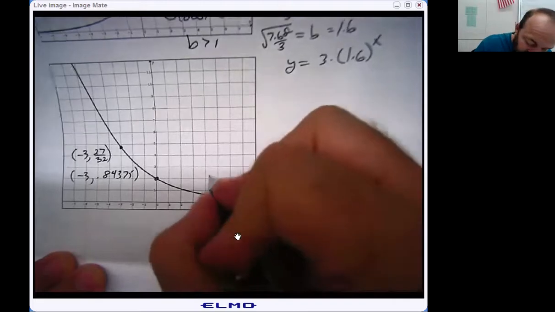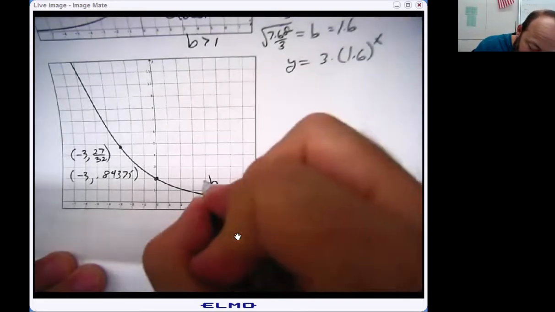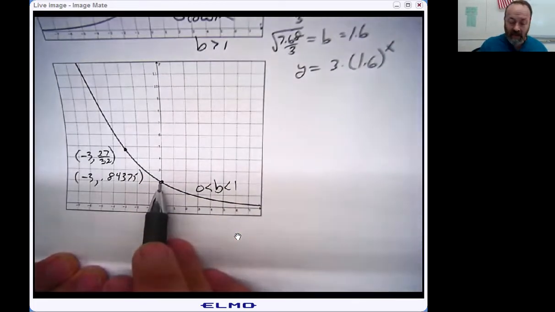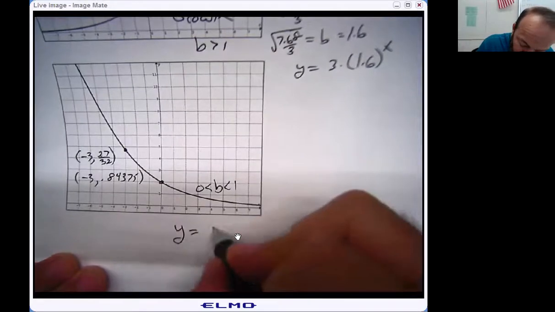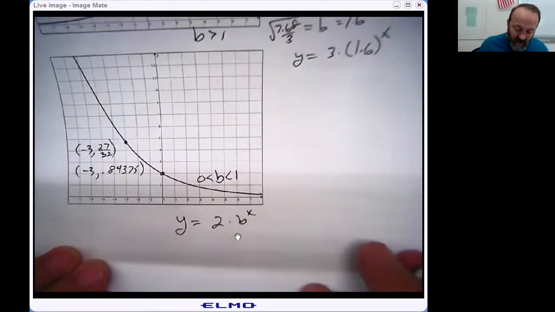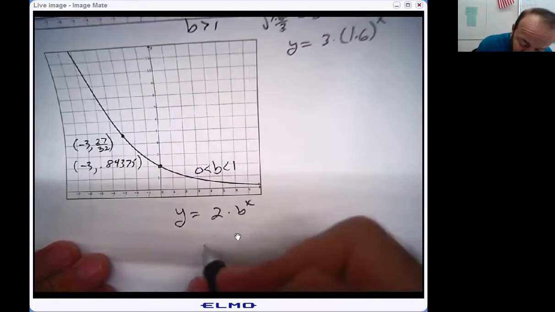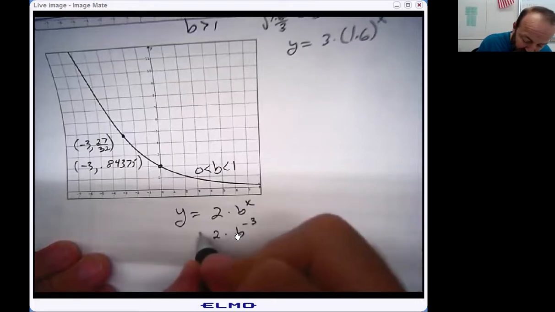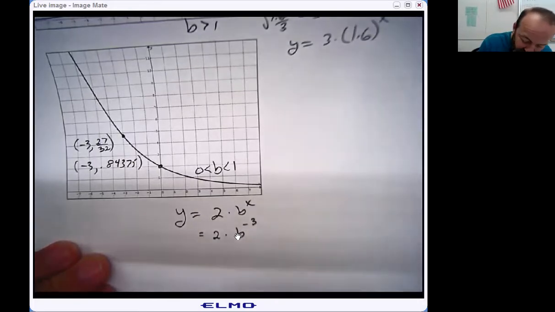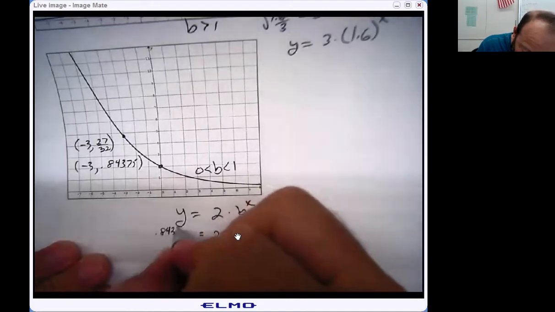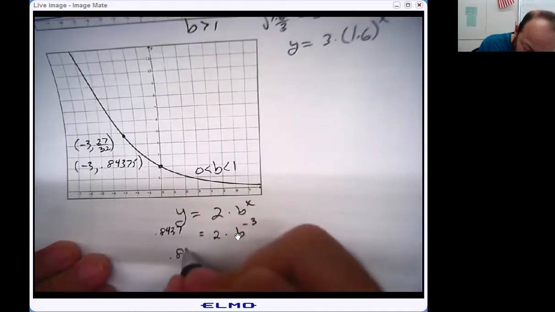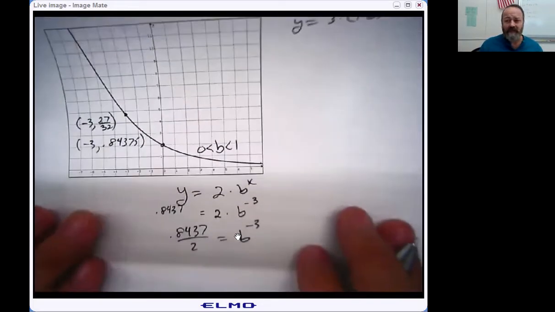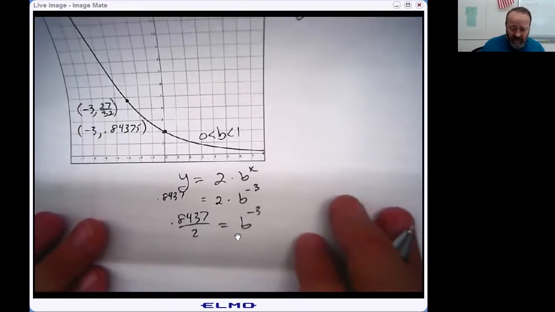Okay, so for me, I know that b is going to be some number between 0 and 1 because it's clearly decaying. I can see my initial condition here is 2. So I'm going to start with 2 times b to the x. I think I kind of like the decimals just fine. So I noticed that when I used a minus 3 for x, I ended up getting 0.8437. So if I took this and I divided it by 2, I've got b to the minus 3, and that's really kind of unfortunate. A lot of people don't like that.